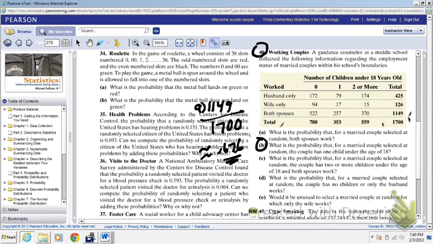So for part B, it says, what's the probability that for a married couple selected at random, the couple has one child under the age of 18? All right. So for part B, you're thinking, well, there's 353 couples that happened to, okay? And that was out of the total sample space, which was 1700. So for part B, you're probably thinking 353 out of 1700.